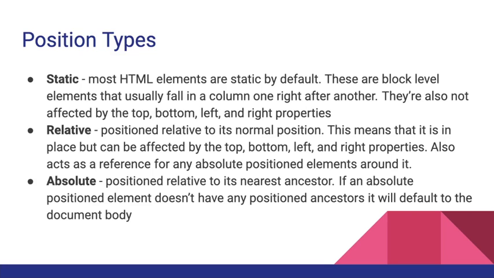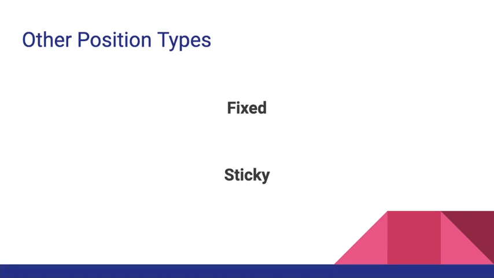So there's 2 more position types that we won't go into with this video. One is fixed, and that just means that it stays where it's at. Even if you're scrolling, it just kind of stays in that position in the viewport. And then there's sticky, which is a little bit harder to explain, but like I said, we're not going to get into those right now. We'll get into it probably in another video.